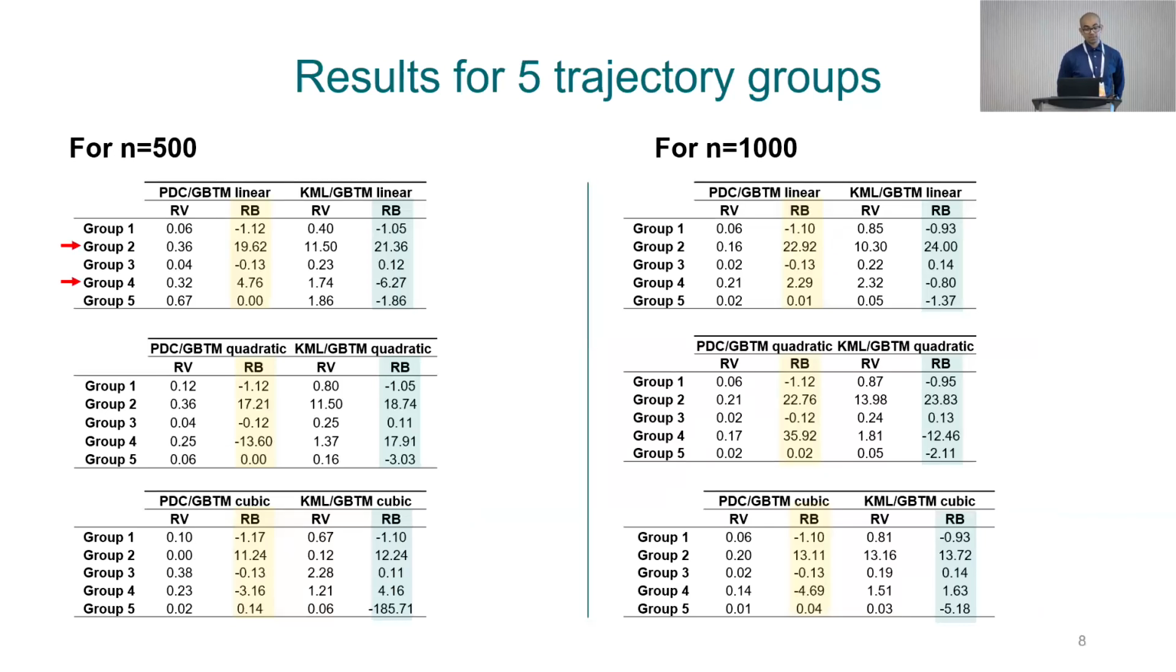We performed the same experiment for the case with 5 trajectory groups, and we found a similar trend. The GBTM outperformed both PDC and KML in terms of the relative bias, and particularly in the case where we had groups that were very close together. In this case, I've marked them with a red arrow, so groups 2 and 4. Even in those cases, the GBTM model actually outperformed PDC and KML.